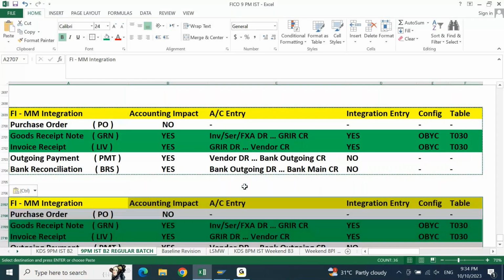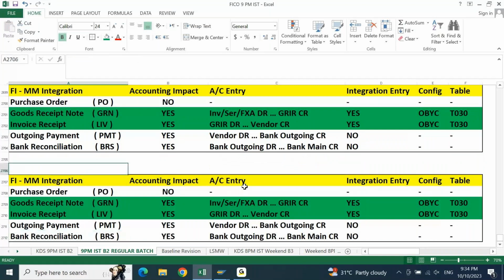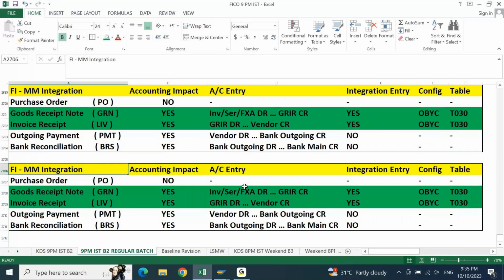Now, considering the same points, I am going to write another table for FI SD integration. Let me write the same points based on my MM integration. As I said, if you know the MM integration, SD integration is the opposite. In short, if you know accounts payable, accounts receivable is the opposite. Here I will change FI MM integration to FI SD integration. Headings I will keep as they are, and here I am going to replace.